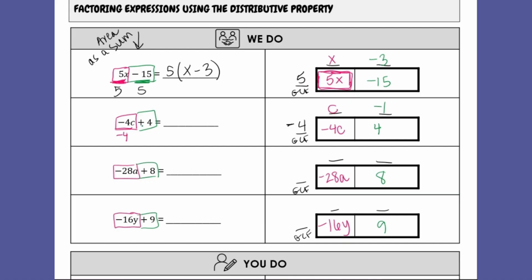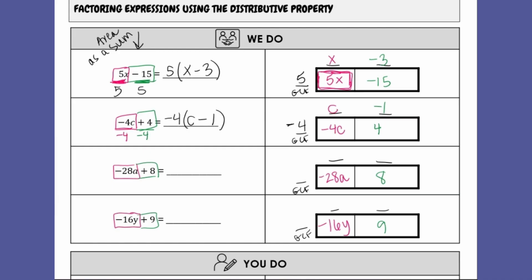So if I look here, I would do 4 divided by negative 4, and you can see how that other term would be negative 1. So how I rewrite it would be my GCF on the outside, negative 4. So that's my height times c minus 1. So again, because my second term was negative, I'm showing subtracting 1.